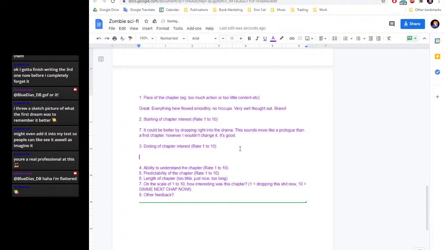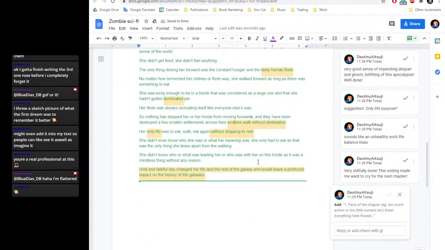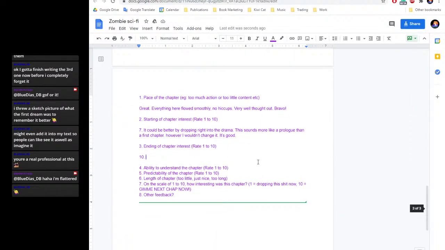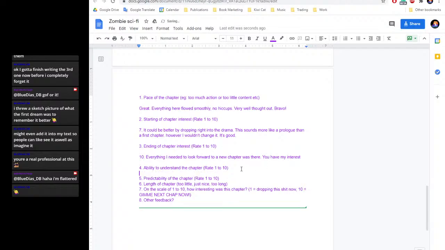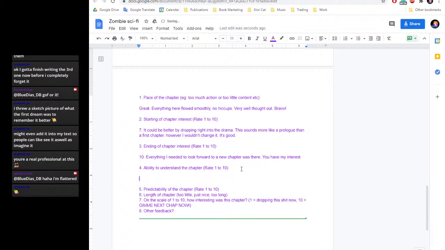Ending of the chapter. I'll say I'll give it a 10. Okay, while there are no perfect marks in history and stuff like that, I'll give this a 10. Reason being, they had everything I needed to look forward to the next chapter. Okay, so the ability to understand the chapter, honestly, it's very high, so I'll give it a 9 as well. Okay.